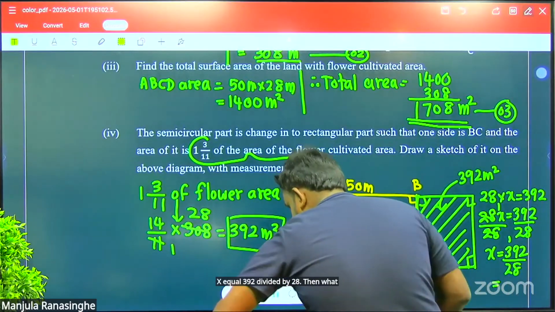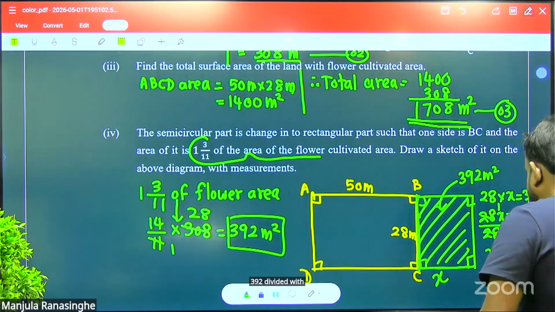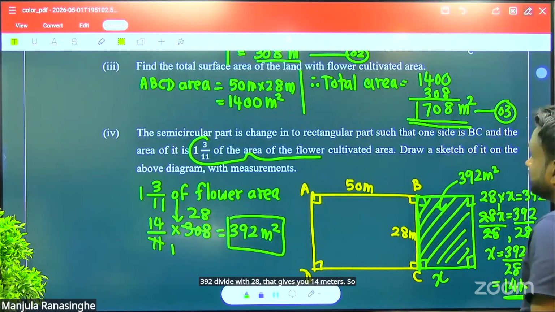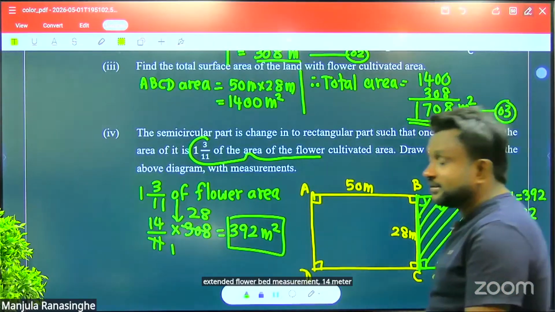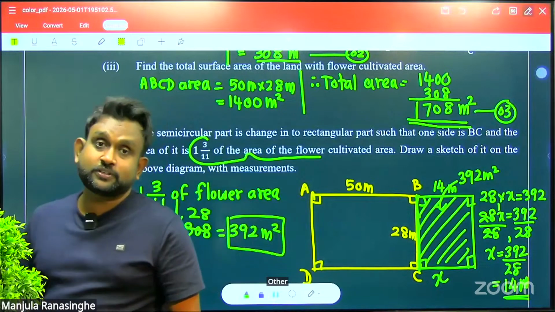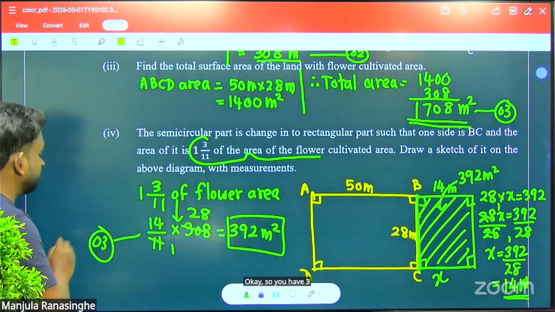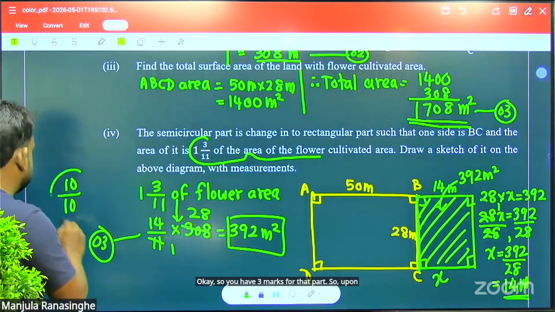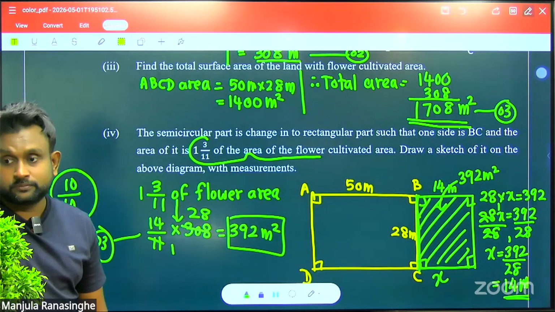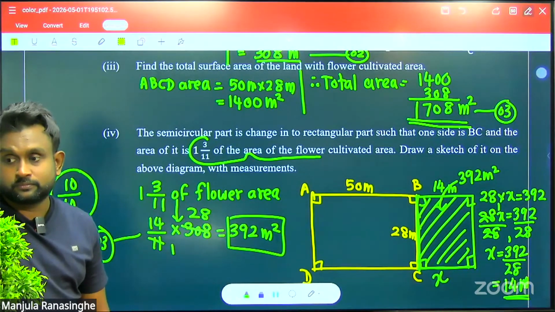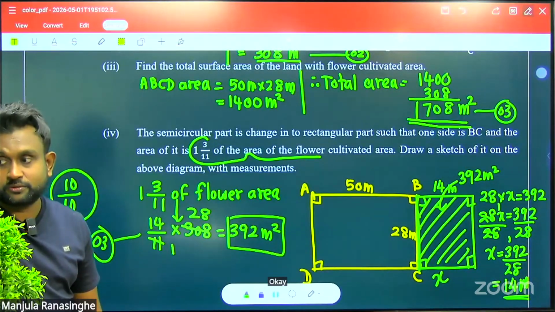Then what's the x value? 392 divided by 28 gives you 14 meters. So that means this extended flower bed is extended 14 meters, with the other dimension of the rectangle as 28 meters. Okay, so you have 3 marks for that part. So out of 10 marks, you can calculate how much you gain. Understood? Okay, any questions to ask?